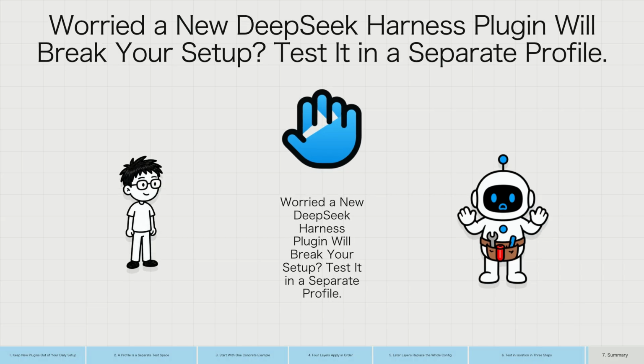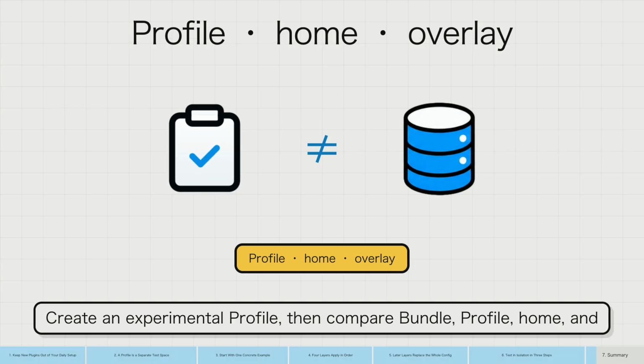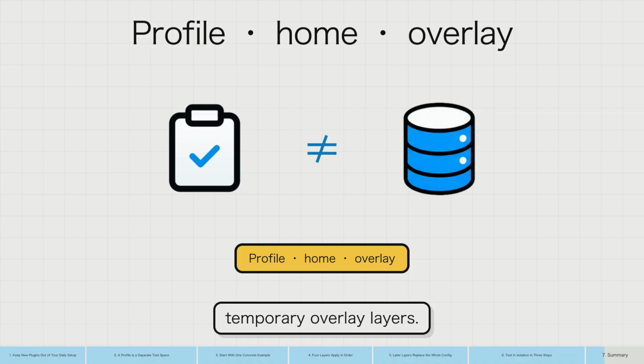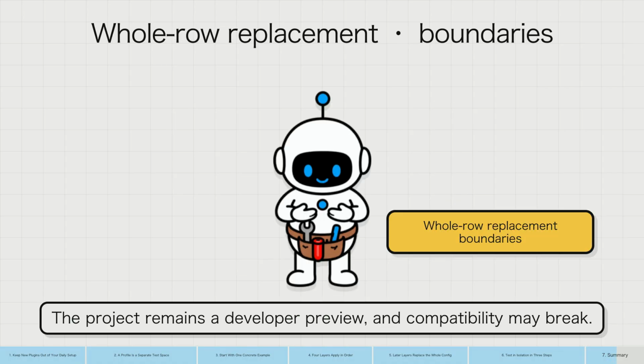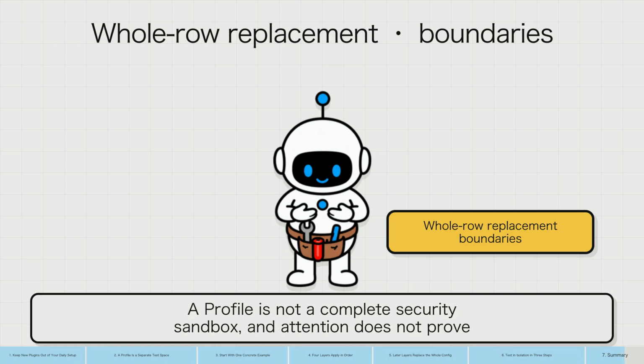Worried a new DeepSeek Harness plugin will break your setup? Test it in a separate profile. Create an experimental profile, then compare bundle, profile, home, and temporary overlay layers. When the same row changes, remember that config replacement is whole row, not deep merge. The project remains a developer preview, and compatibility may break. A profile is not a complete security sandbox, and attention does not prove production maturity.